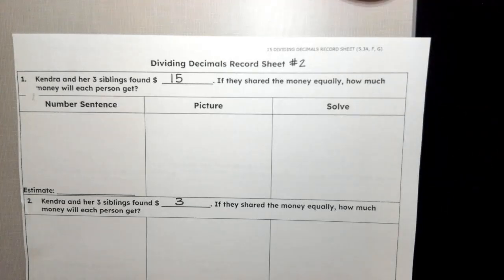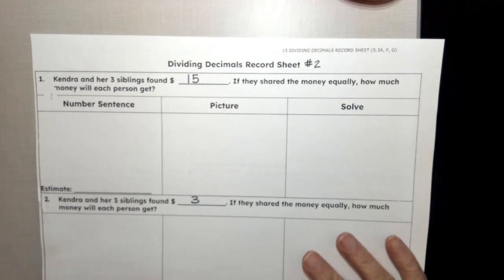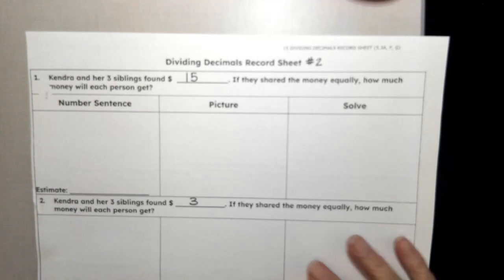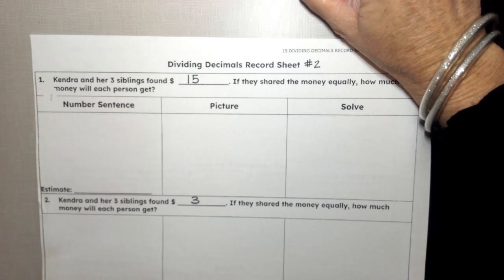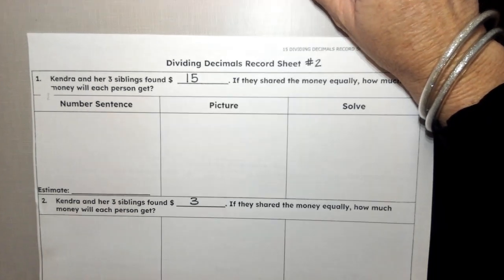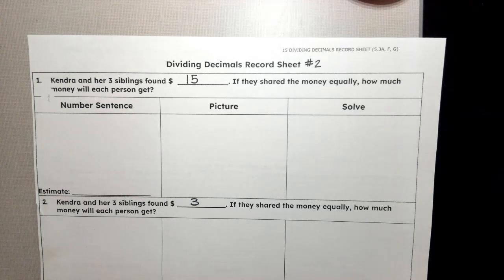Okay, so today we are looking at, let me see if I can focus this in just a little bit better. And there we go. Alright, I want to focus that in. That's much clearer. Okay, so we have dividing decimals record sheet number 2.